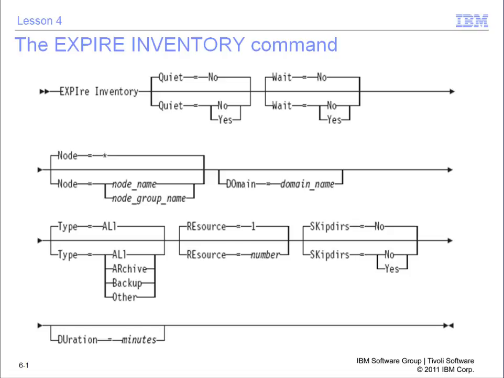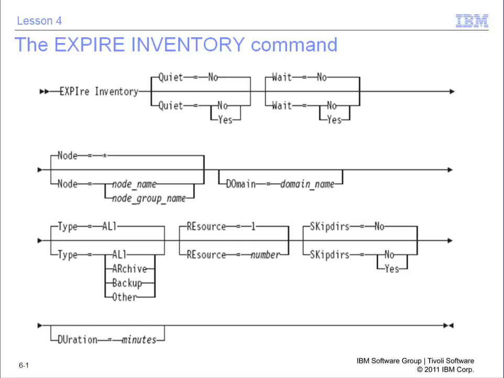So when you've set your number of versions to keep and how long to keep them, once the file has exceeded those limits, it's eligible for expiration. In order to be removed from your volumes, either your tape volumes or your disk volumes, those files have to be expired. You do this by running the expire inventory command.